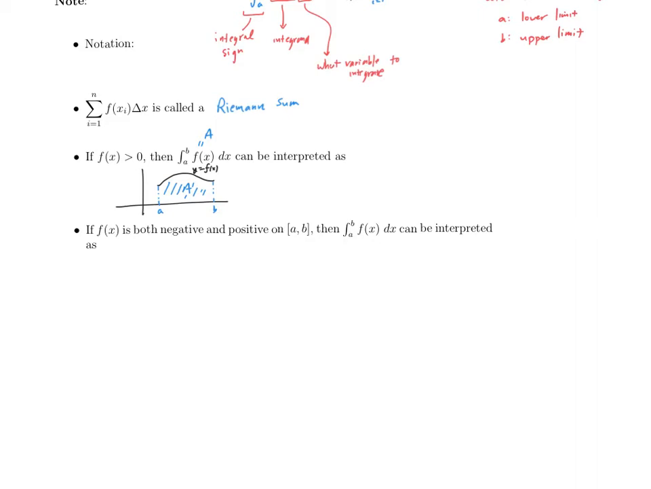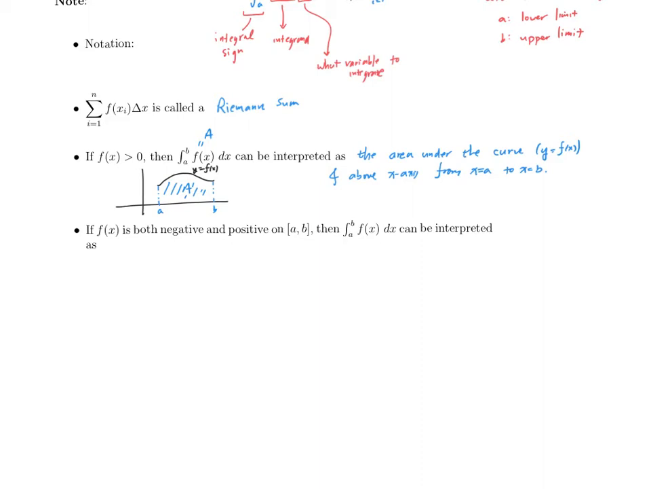The definite integral for a positive function is interpreted as the area under the curve, so that would be the graph of y equals f of x, and above the x-axis between x equals a to x equals b.